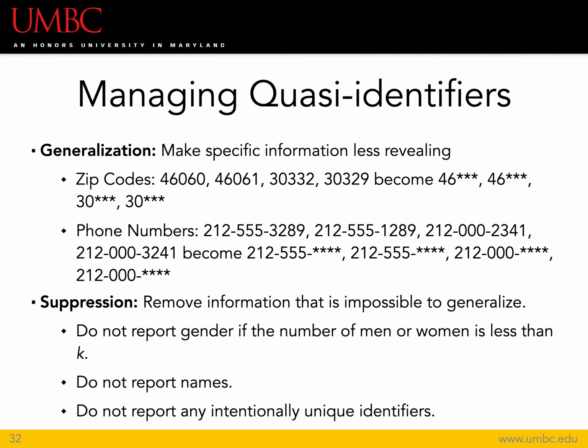And the two techniques that we use in k-anonymity to achieve this are generalization, essentially taking specific information and making it less revealing, and suppression, which is essentially removing information that could not possibly be generalized.